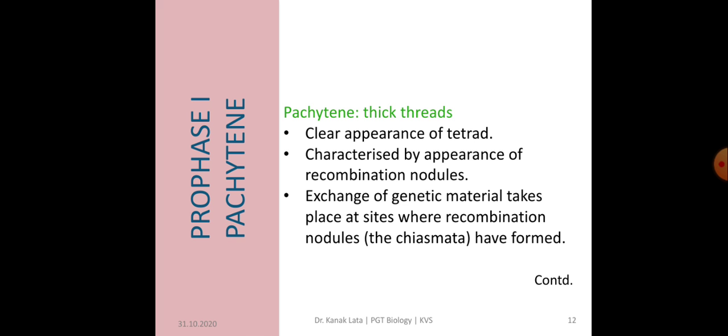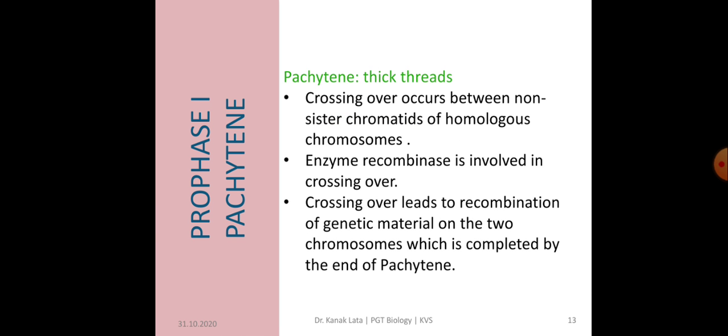There is exchange of genetic material at the sites where recombination nodules have formed. This recombination nodule is also called chiasmata. Thus, in pachytene, crossing over takes place between non-sister chromatids of homologous chromosomes. In crossing over, the enzyme recombinase is involved.